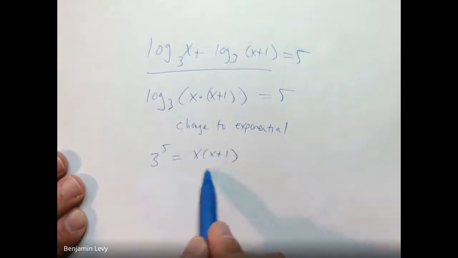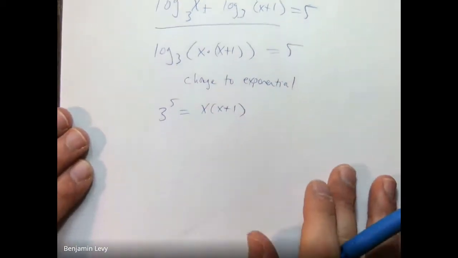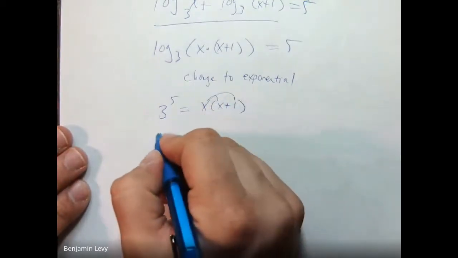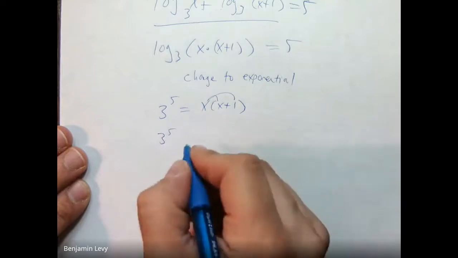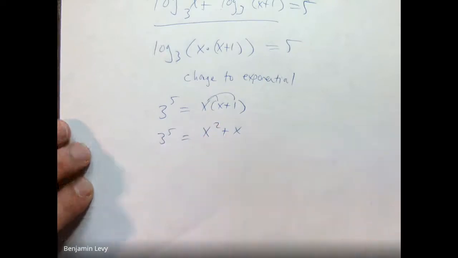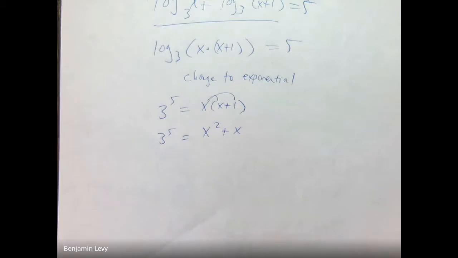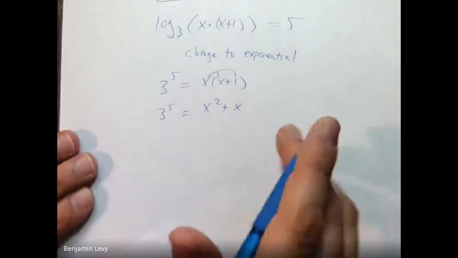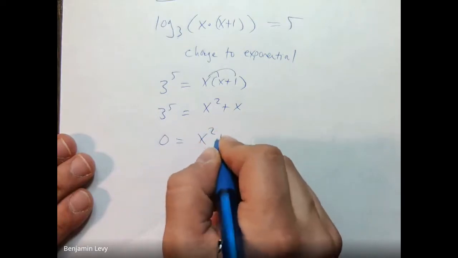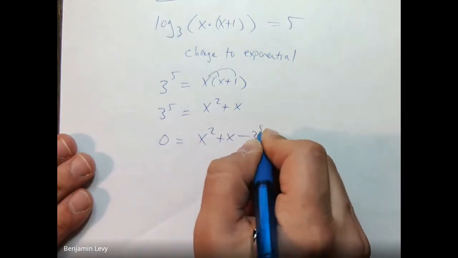And now this is just a quadratic equation that we could solve. You distribute the x, right? That goes through there. So 3 to the 5th, I'm just going to leave it as 3 to the 5th. I don't know what that is, but let's leave it. X squared plus x. And now we just get everything to one side, and I would use the quadratic formula, right? So you have 0 equals x squared plus x minus 3 to the 5th.